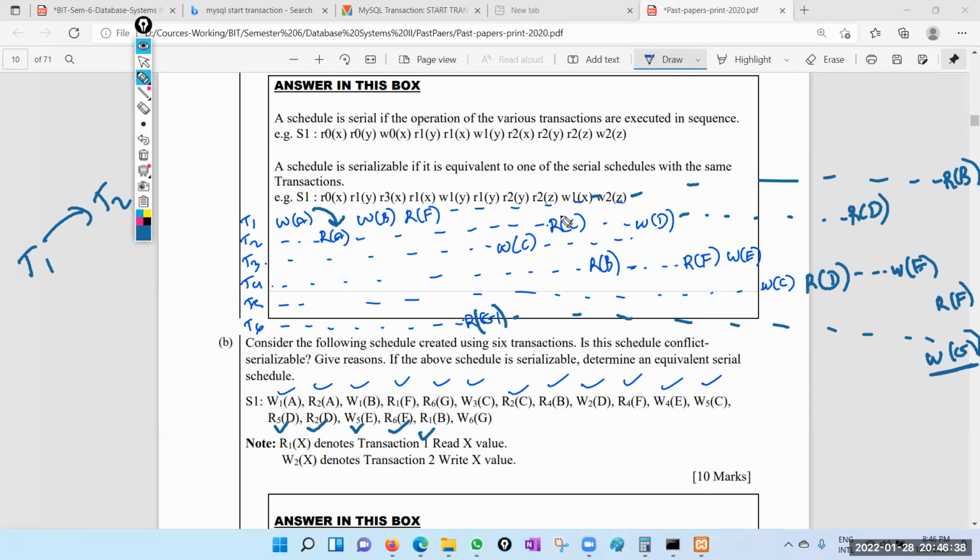Now we have write C and read C. That is T3 to T2. Same data. Then read B and write B. You can see write B and read B. So that is T1 to T4.